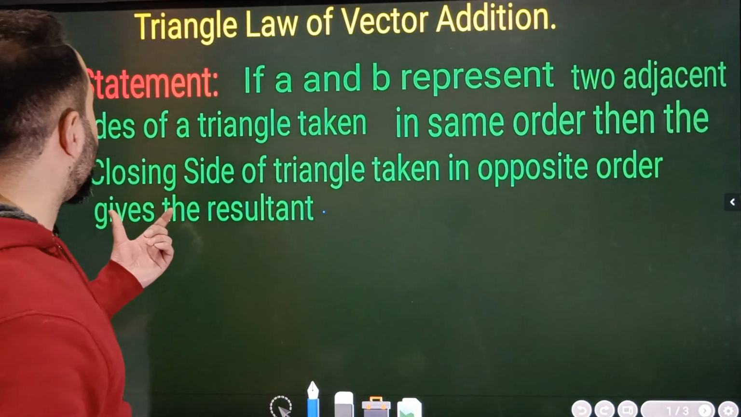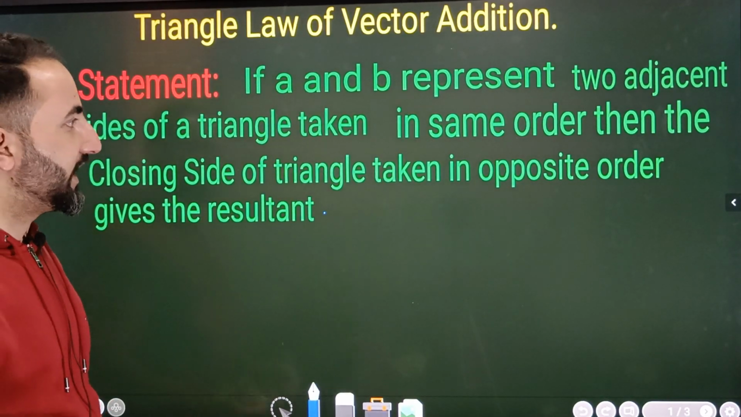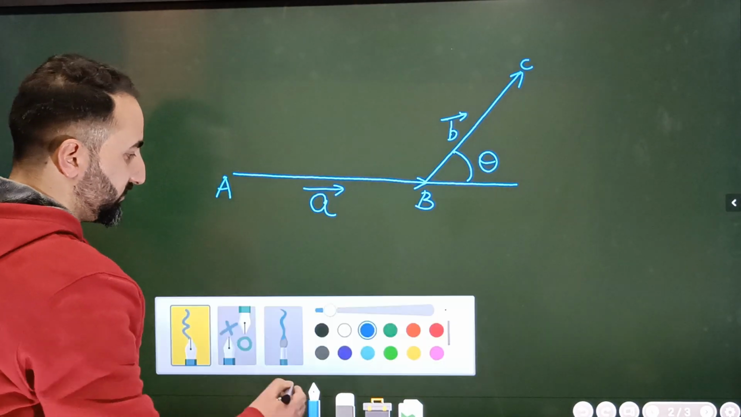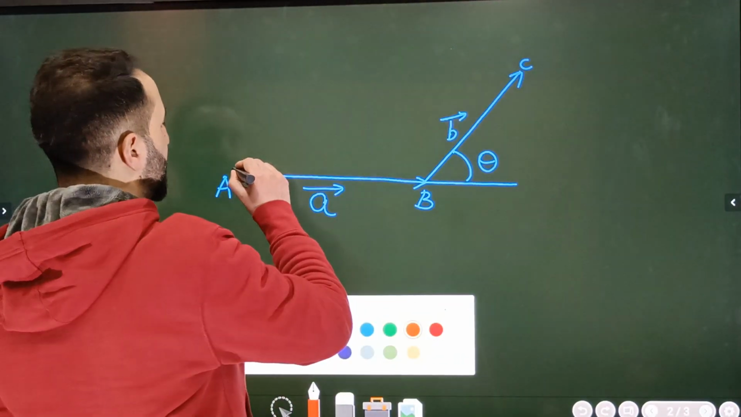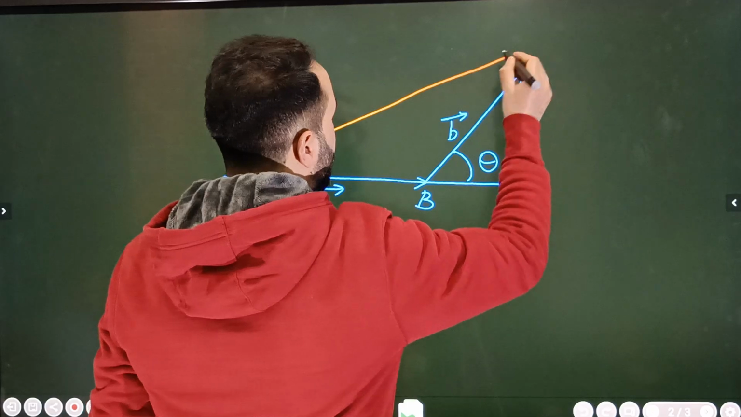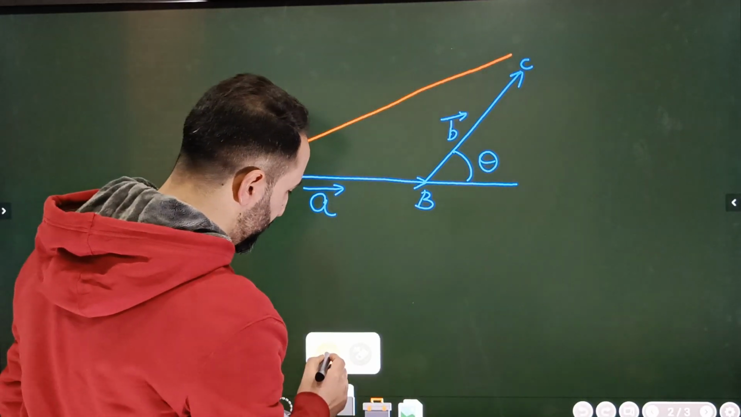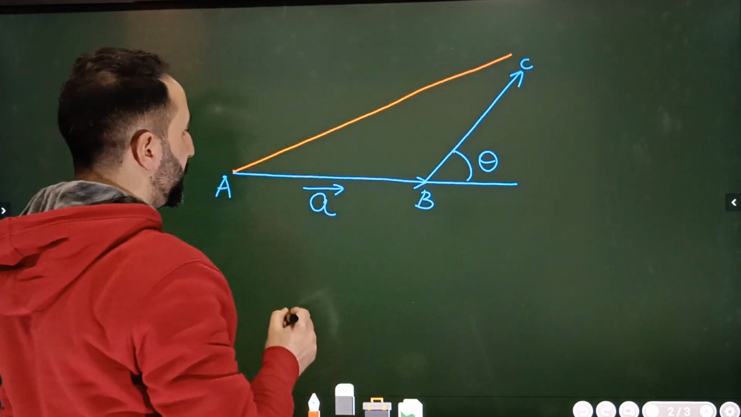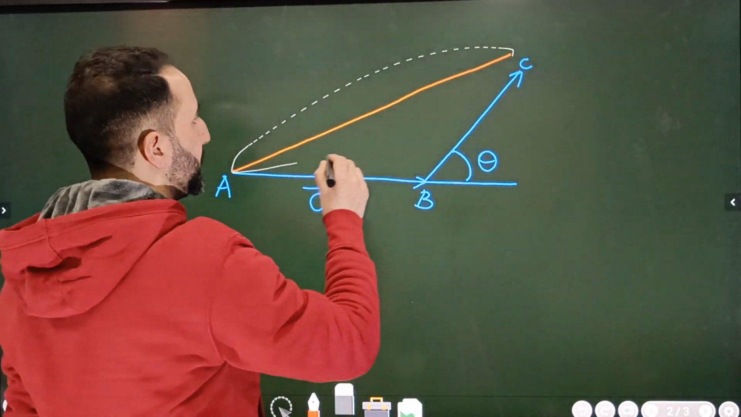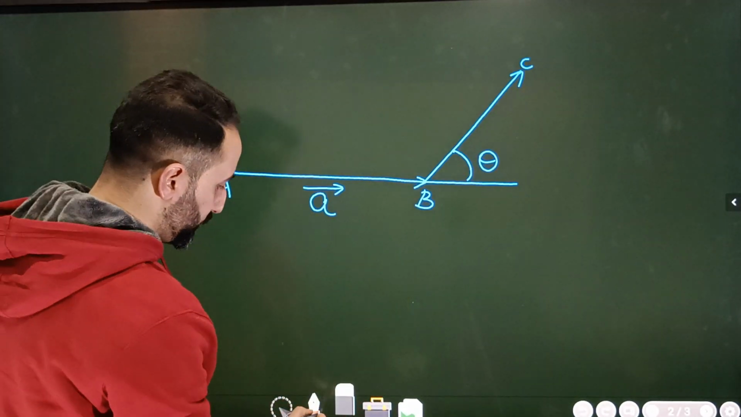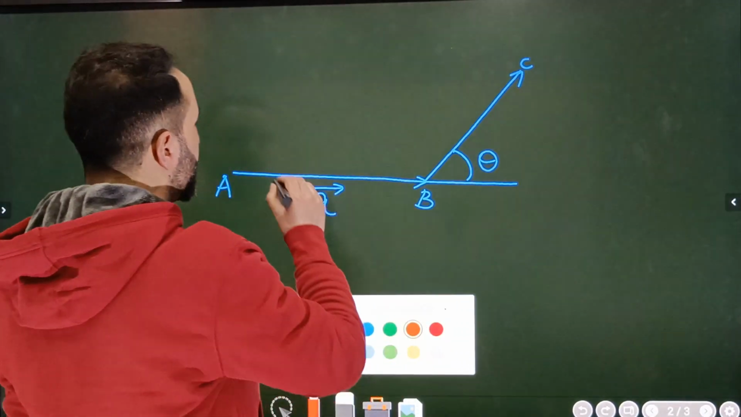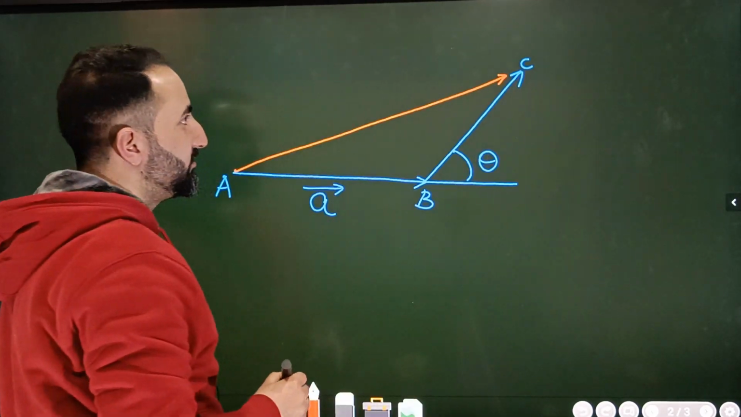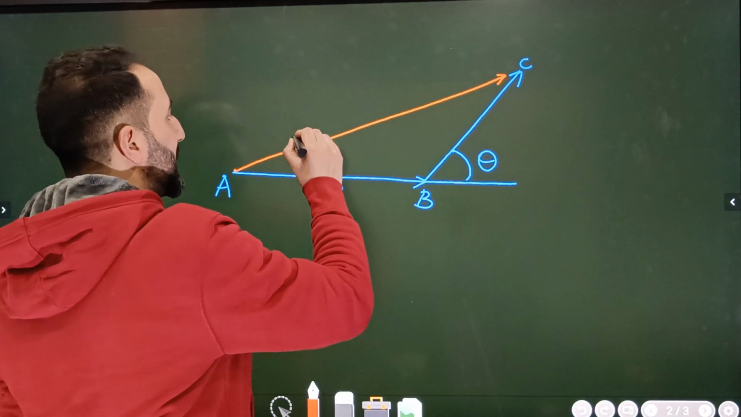ठीक है ना बेटा? Then the closing side of the triangle taken in opposite order. Okay, so closing side, यहाँ ध्यान रखो बेटा. So this is the closing side of the triangle. Okay, so let me rewrite for you. यहाँ ध्यान दीजिए बेटा. So this is the closing side of the triangle, and it must be taken in the opposite order, and this will give the resultant of the two vectors.